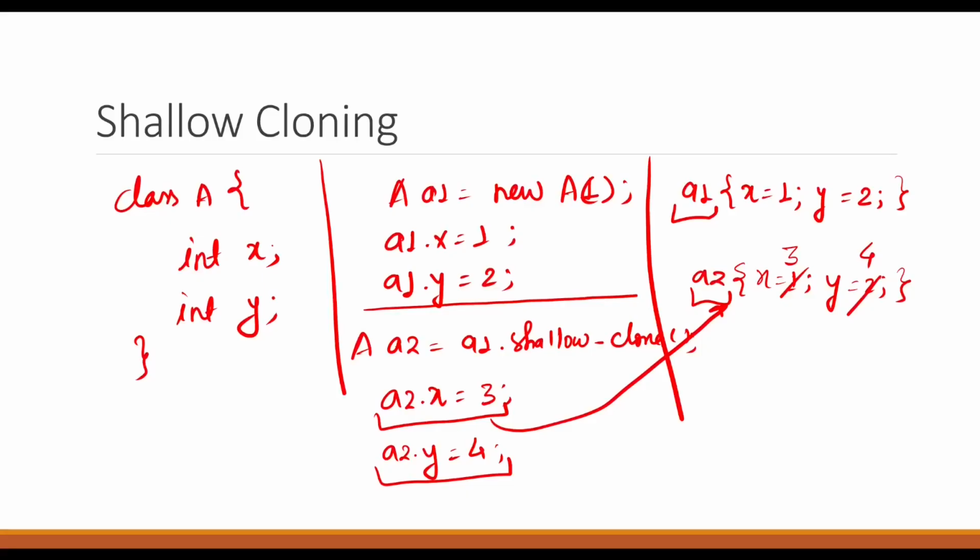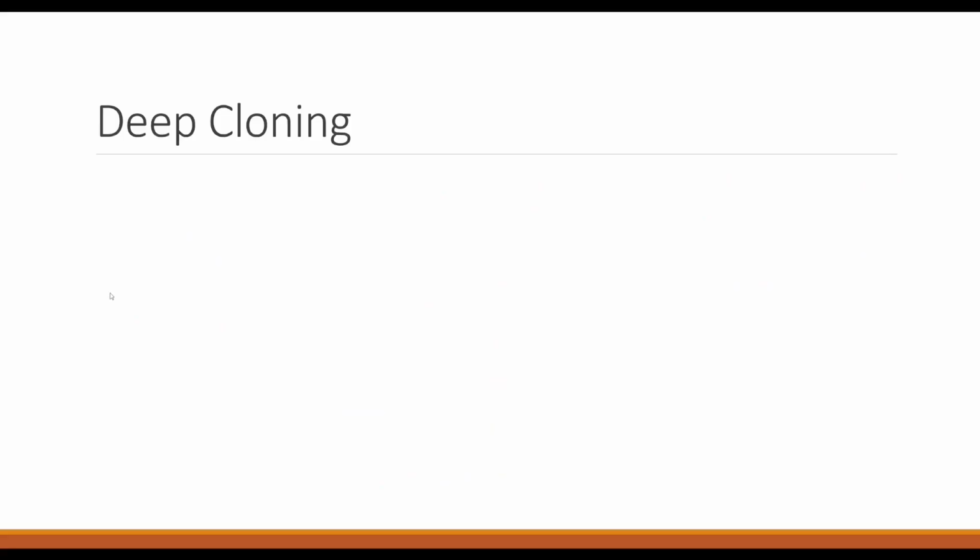Now let's understand deep cloning. Shallow cloning, again, I will state before going to deep cloning, is creating a new object, copying the values of the old object to the new object, and then doing whatever you want with the new object without changing the values or touching the old object's memory space.